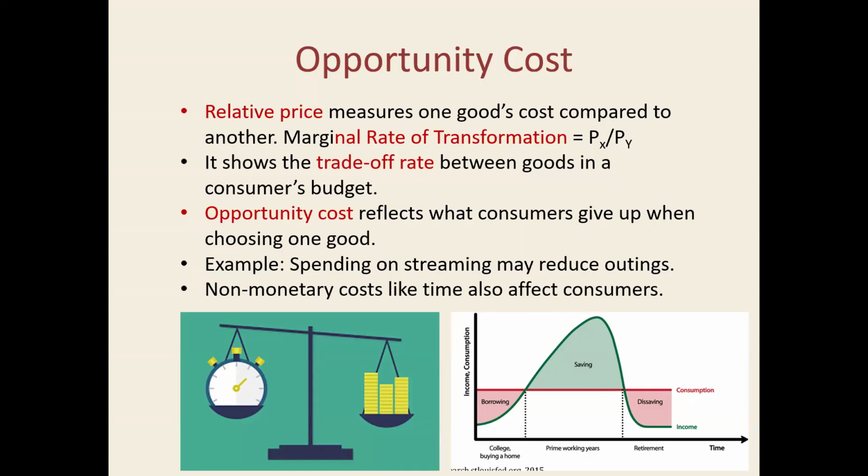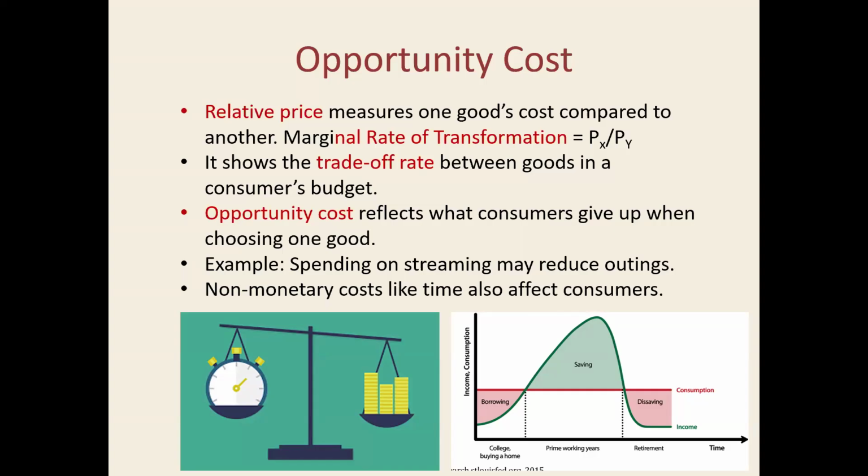Example, if you spend money on streaming, it may reduce the amount of money available to go out. One of the reasons people go out less is because they have more movies available at home. But the other reason is if they pay more for streaming, they have less money available to go out. So we see both the substitution and income effect in play here.